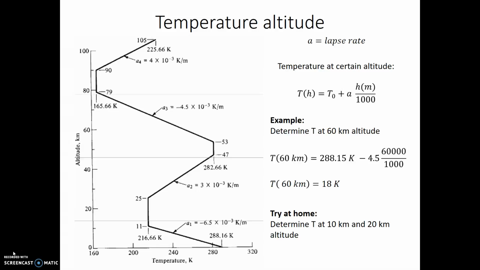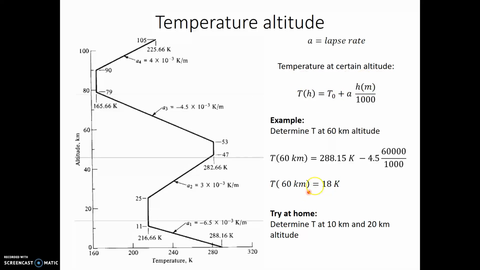So as I mentioned in the end of the last video, for the temperature altitude, based on what altitude you're looking at, there are different lapse rates, and there are some altitudes where your temperature remains constant, and you can use the equation which is shown here to determine the temperature at a certain altitude.